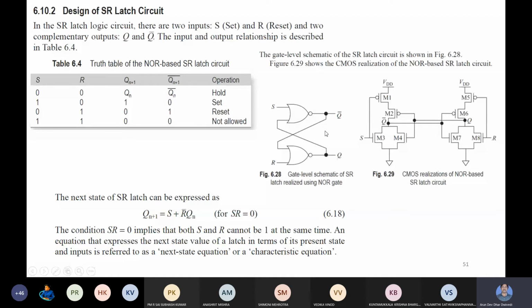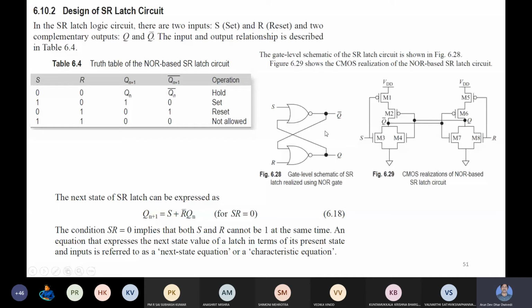So this Q bar is taken, and on the other side this is the NMOS from the second NOR gate. So it is given to the NMOS, and also to one PMOS, and for the rest, R is given as input to this PMOS and this NMOS. S is given as input to the upper PMOS and this left side NMOS.